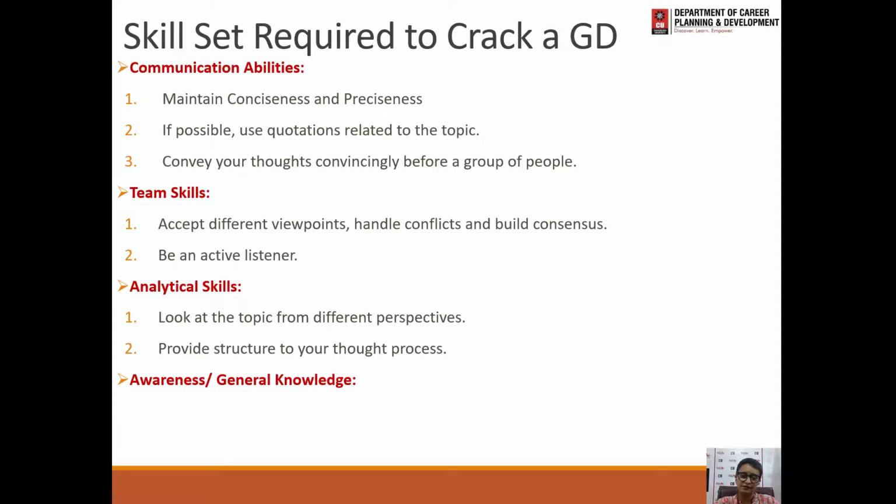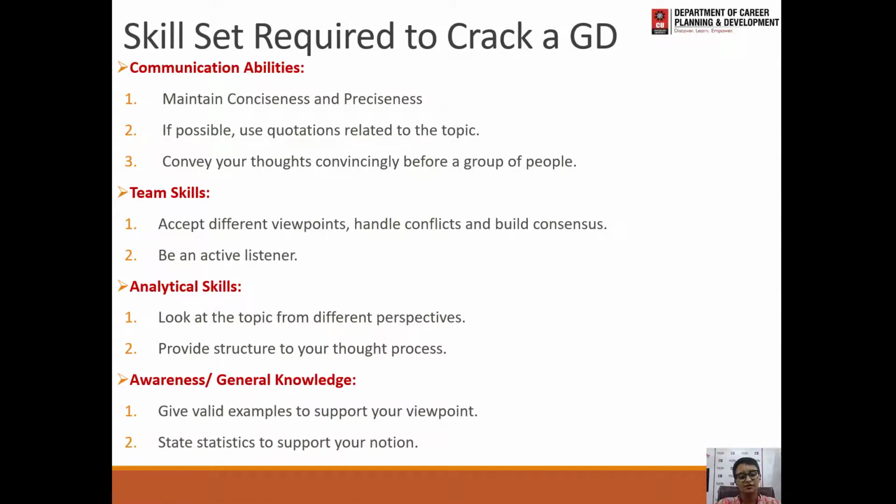And yes, of course, awareness and general knowledge is very important. When we say awareness and general knowledge, sometimes we are really keen to share statistics related to the topic. But students, when you are sharing these statistics, you need to say that either you have read it in some articles on the internet, or maybe you got that information by reading some editorial.